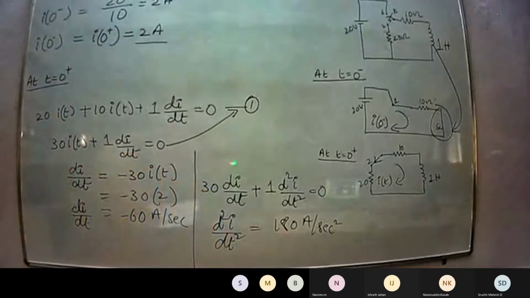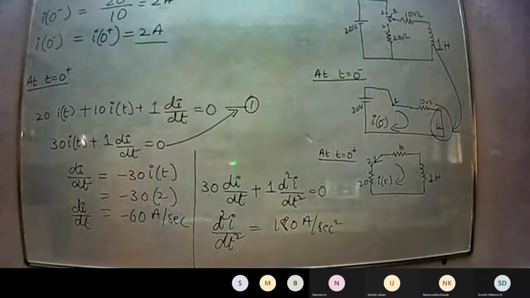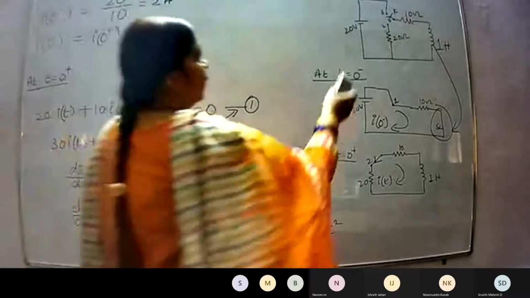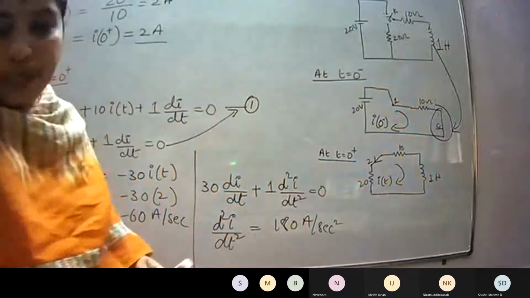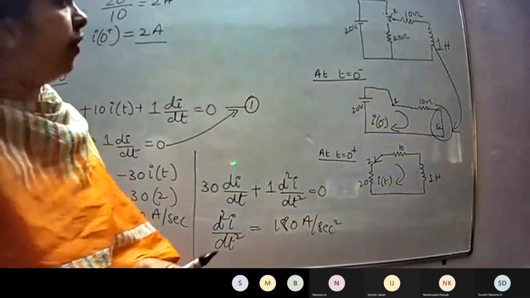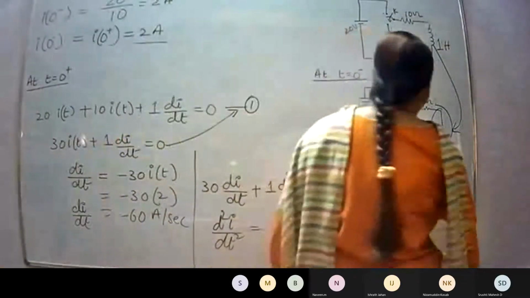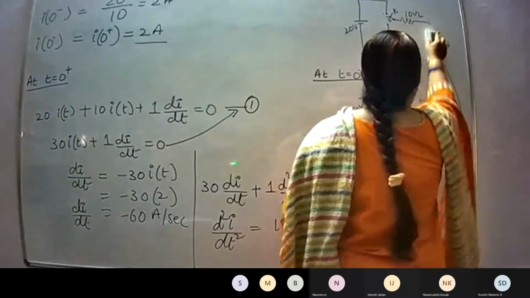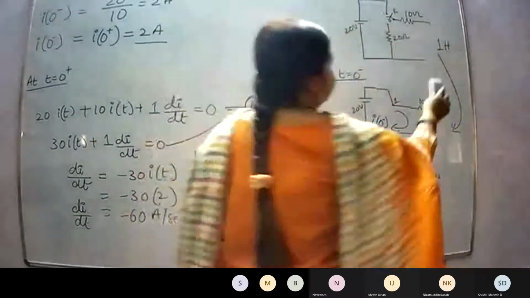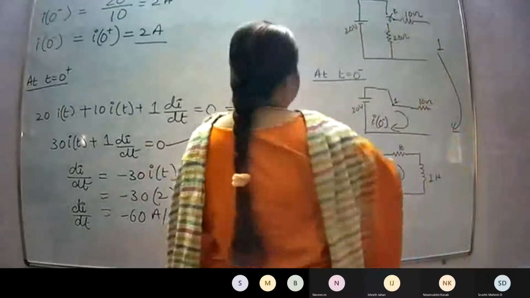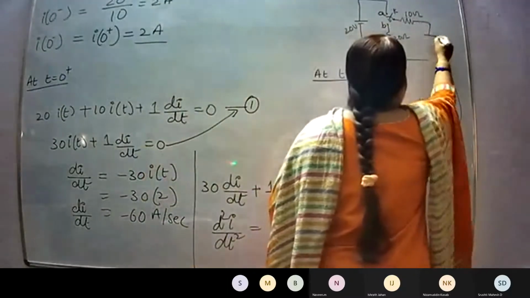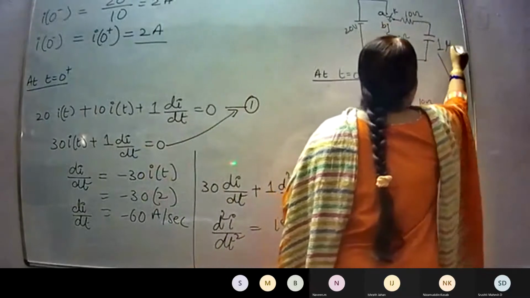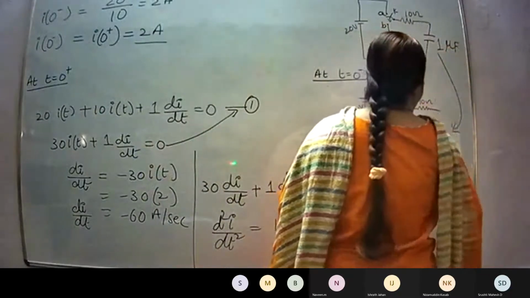So we'll go with the second example. For the given circuit, the switch is changed from position A to B. Instead of 1 to 2, what they have given is that it is changed from position A to B, and we have a capacitor of 1 microfarad. We have a capacitor here and it is 1 microfarad.